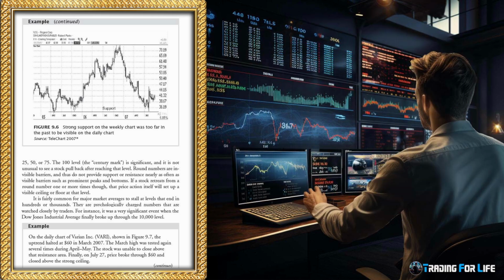It is fairly common for major market averages to stall at levels that end in hundreds or thousands. They are psychologically charged numbers that are watched closely by traders. For instance, it was a very significant event when the Dow Jones Industrial Average finally broke up through the 10,000 level.